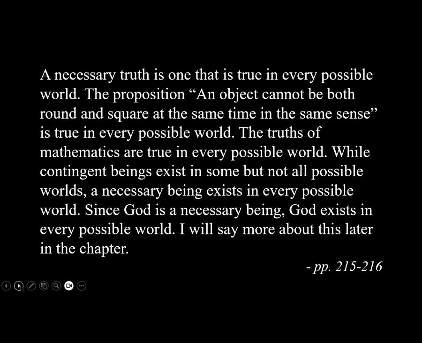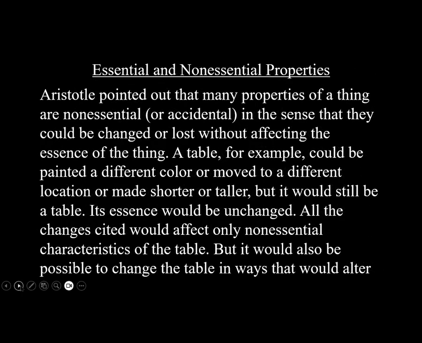There isn't. While contingent beings exist in some, but not all possible worlds, a necessary being, i.e. God, exists in every possible world. Since God is a necessary being, God exists in every possible world. I will say more about this later in the chapter, he says. So now essential and non-essential properties, and this is Aristotle, like I said. He pointed out that many properties of a thing are non-essential or accidental. It doesn't mean what we typically mean with accidental. It has to do with those things that are not essential.